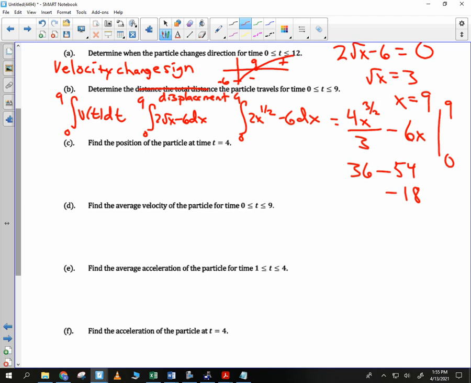Okay, let me show you. So 9 to the 3/2. You can either cube 9 and then square root, or you can take the square root of 9 and then cube it. Either way, it's up to you.